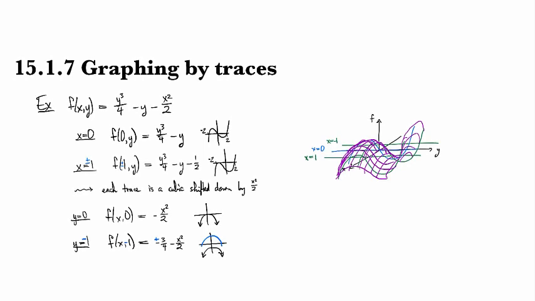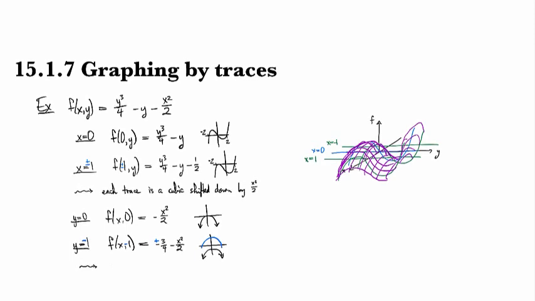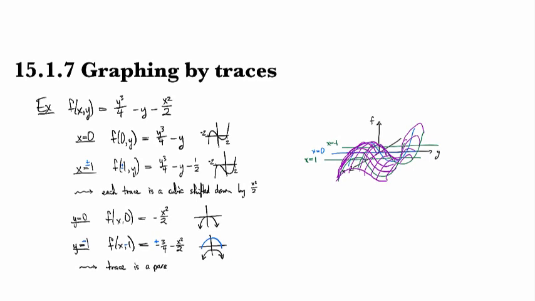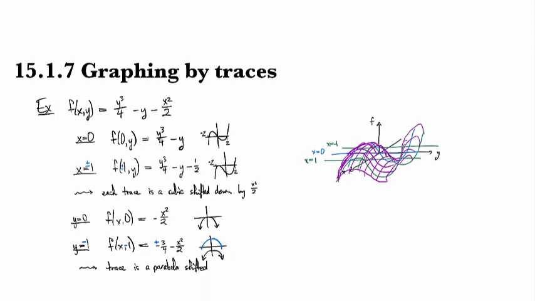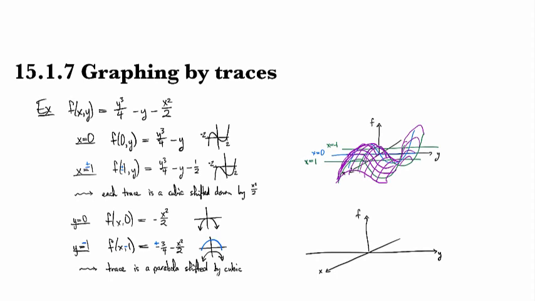And so now I get an idea of what's going on. I can make the mental observation that the curve is a parabola that's been shifted vertically according to that cubic function. So let's see what we're going to do with this now. So I'm going to start off.